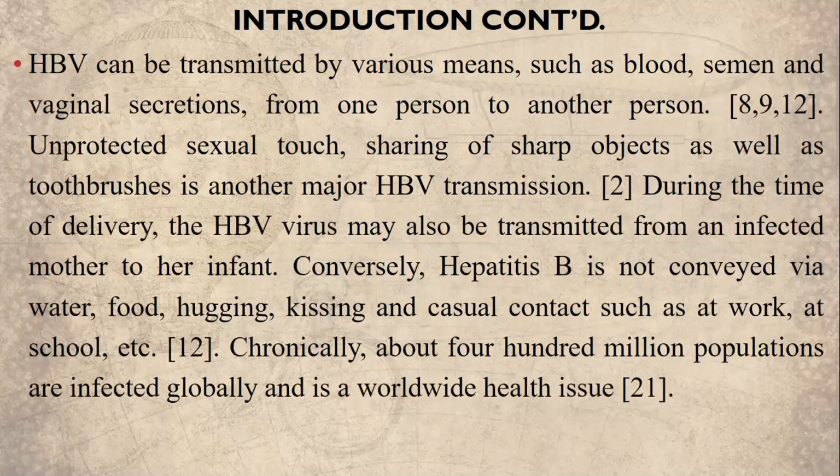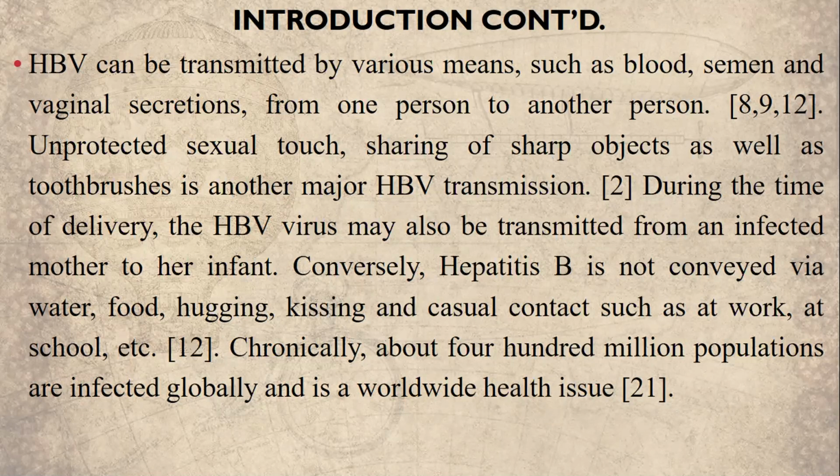HBV can be transmitted by various means such as blood, semen, and vaginal secretions from one person to another. Unprotected sexual contact and sharing of sharp objects, such as a toothbrush, are also major HBV transmission routes. During delivery, the HBV virus may also be transmitted from mother to infant. Conversely, HBV is not transmitted by water, food, hugging, kissing, and casual contact such as a pool, etc.